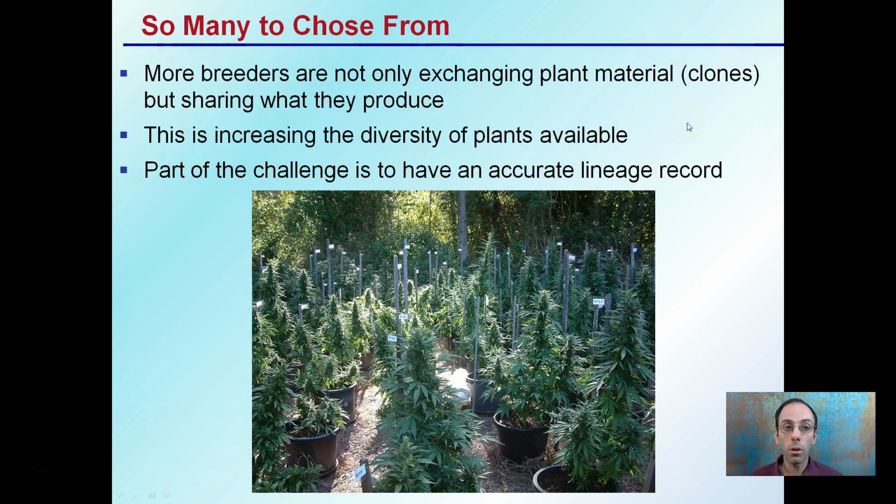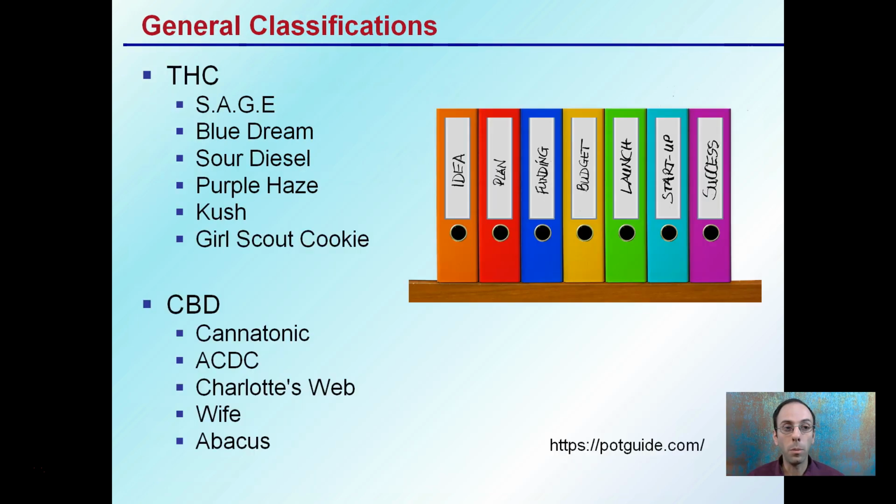So there are so many to choose from. More breeders are not only exchanging plant materials such as clones, but sharing what they produce. This increases the diversity of plants available, and part of the challenge is to have an accurate lineage record so we know where these plants came from or what resulting cross they may be.